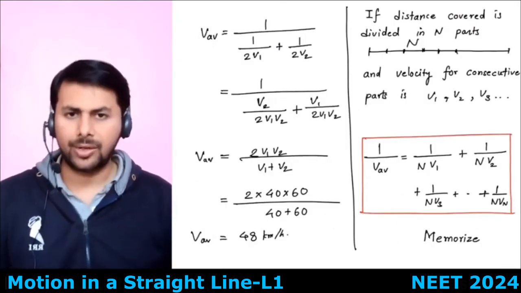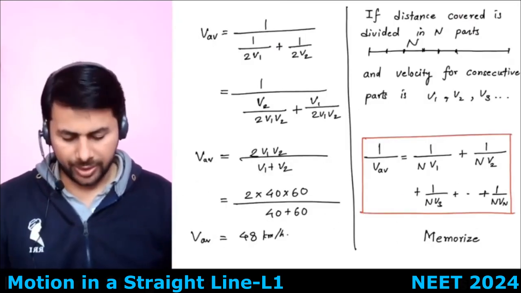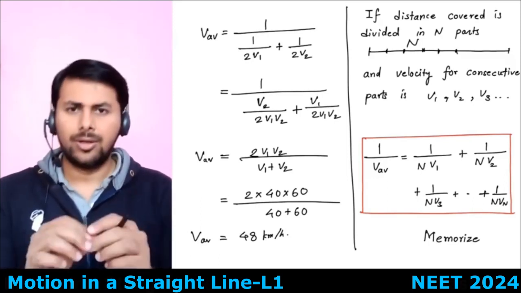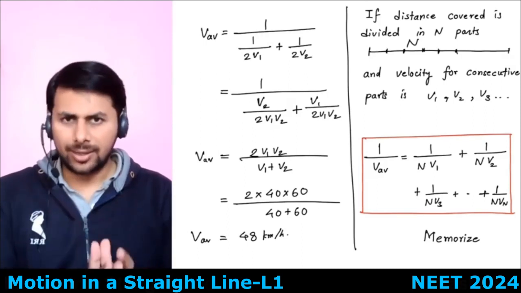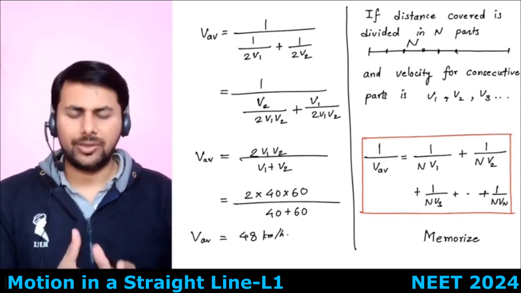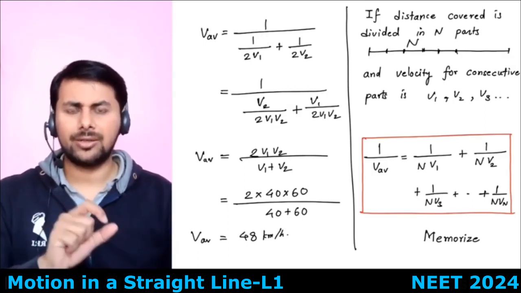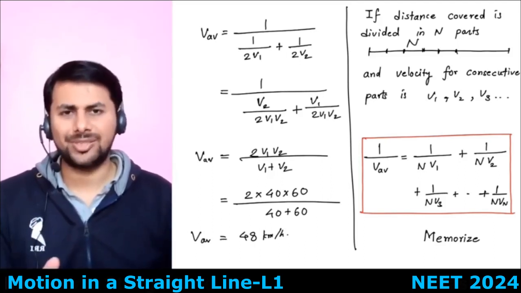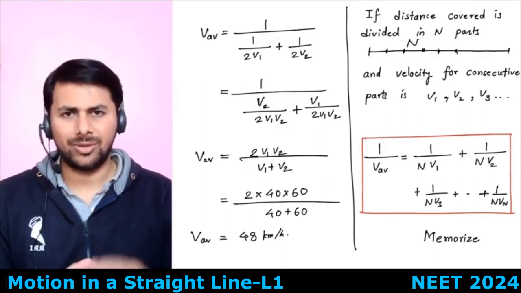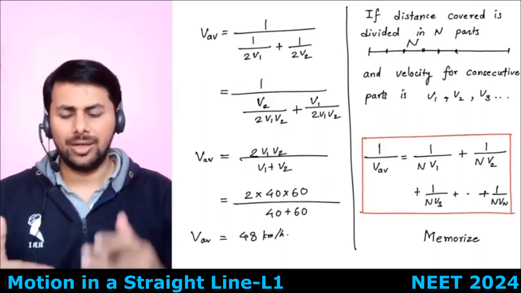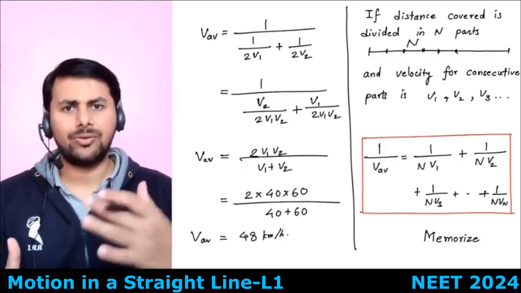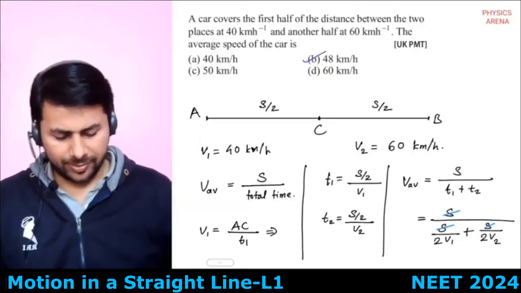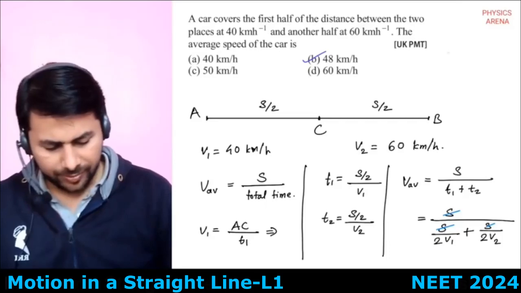We took this question to understand this formula. So what is the formula? Let's suppose you have a car which covers some distance s with different speeds. In the first half it goes with the speed v1, in the second half it goes with the speed v2. Then what will be the average speed? So you have this formula.